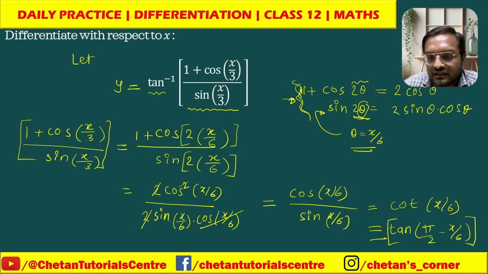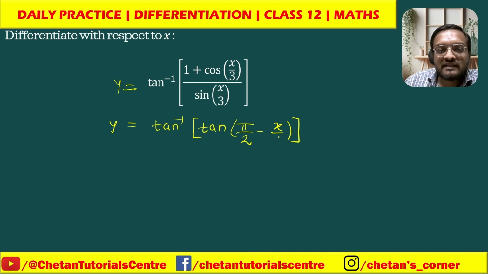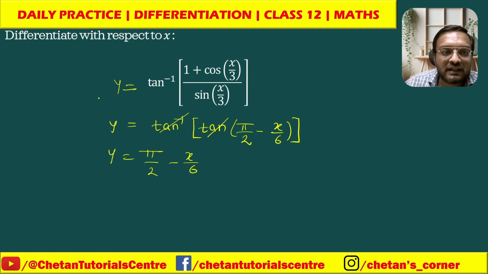So I will put this tan pi by 2 minus x by 6 in this given function. Then what I will get? Y is equal to tan inverse of tan pi by 2 minus x by 6. This tan inverse and tan will get cancelled. Then I will be left with pi by 2 minus x by 6. So in this way I have simplified the given function in terms of pi by 2 minus x by 6.